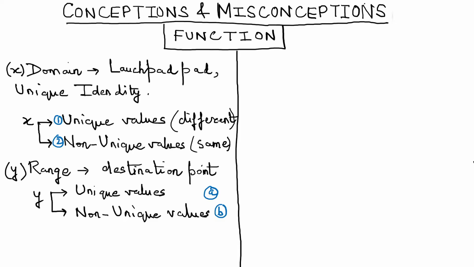Second case that I am taking here is non-unique values, wherein I am taking the same values for x. When I take the same values for x, it is just like saying x is equal to 1. And then when I'm talking about the range values, the first case, in which I'm going to take the unique values for the range, is represented by A, and when I'm taking non-unique values for y, which is the range, that is being represented by B.